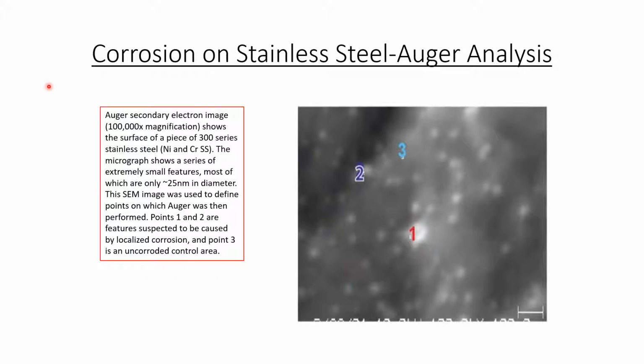The last example I have here is an Auger analysis of corrosion on stainless steel. This Auger secondary electron image shows the surface of a piece of 300 series stainless steel, nickel and chromium stainless steel. The micrograph shows a series of extremely small features, most of which are only 25 nanometers in diameter. This SEM image was used to define points on which Auger was then performed. Points 1 and 2 are features suspected to be caused by localized corrosion, and point 3 is an uncorroded control area.